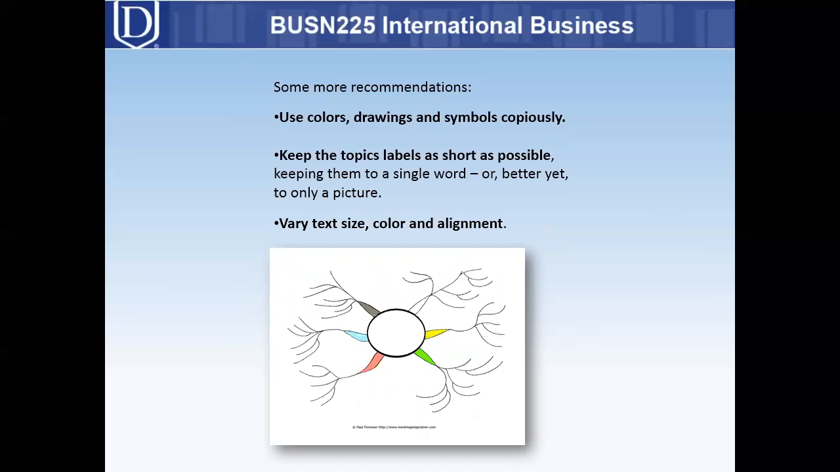Some more recommendations. Use colors. I love that. Drawing, symbols, all really cool. And if you do it on your computer, I've had people do it in Photoshop. I've had them do it in PowerPoint. You could put all kinds of tiny little images in, you could type, or you could do it by hand if that's of interest to you. Keep the topic labels as short as possible, keeping them to a single word, or better yet, to only a picture. Vary text size and color and alignment.